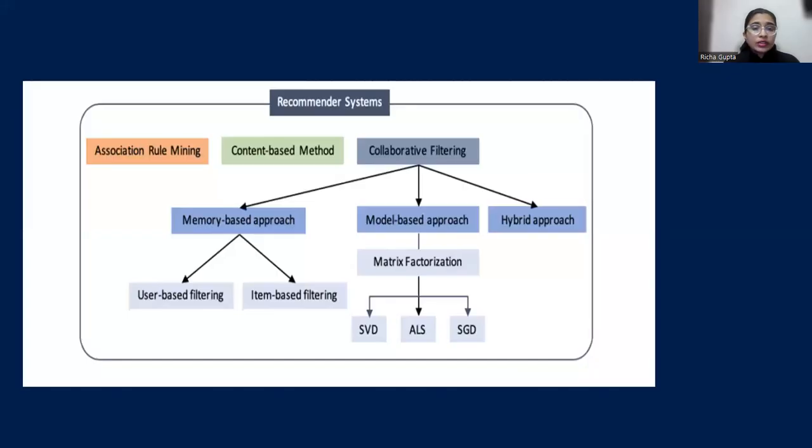Further, this recommendation system is not only divided on the basis of content-based or collaborative filtering, but collaborative filtering can also be divided.